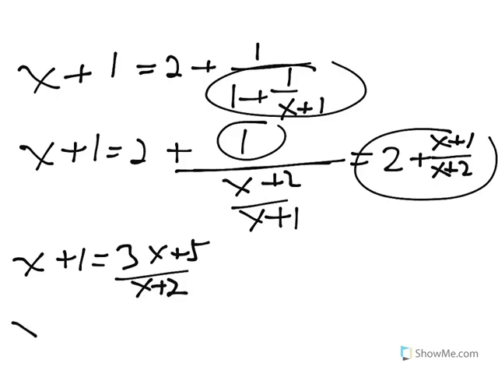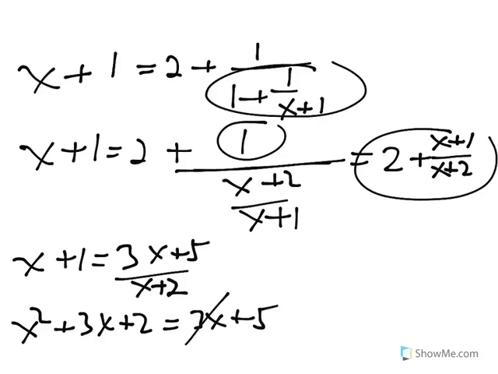Now I can cross multiply and I get x squared plus 3x plus 2 equals 3x plus 5. If you do these right, the 3x's should cancel out, and you get x squared equals 3, or x equals radical 3. So that one was more difficult.